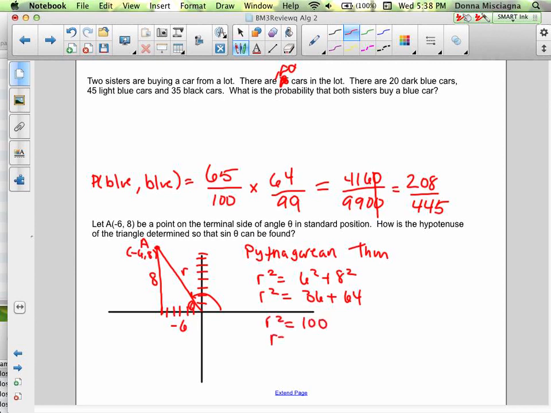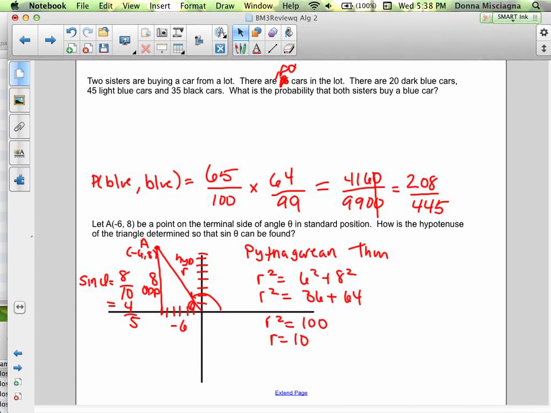means r is 10. You might have known that without having to calculate it out because this was a Pythagorean triple. But whether you use a Pythagorean triple or whether you solve it out, it's still the Pythagorean theorem. And the sine ratio for theta is the opposite side over the hypotenuse. So that's going to be 8 over 10, which reduces to 4/5. Right? That's all there is to that question.